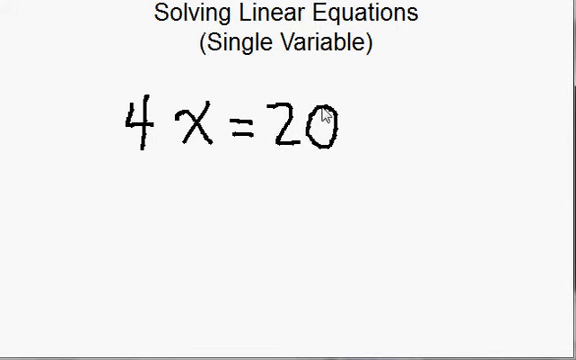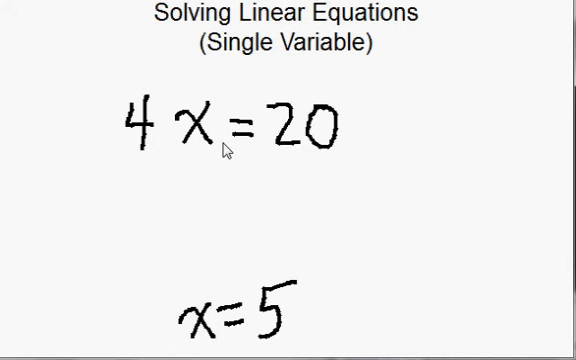Now one way to solve this is to try to think of a value of x that would make this equation true. So Abigail, with that method, what would your guess for x be? 5. 5, that's right, because 4 times 5 is 20. So we know the answer is going to be x equals 5. But when the equations get more difficult, you can't just rely on the guessing method. So there's a systematic way to do it.